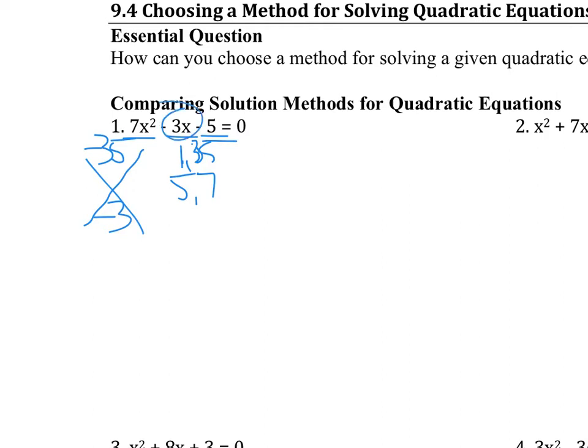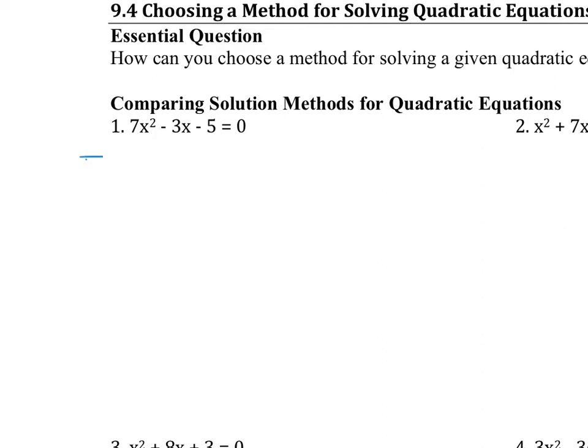We have a b term, so we cannot do square rooting. For those of us who did completing the square, our b term is odd, and we have an a other than 1. So then from here, probably our best solution is doing the quadratic formula.